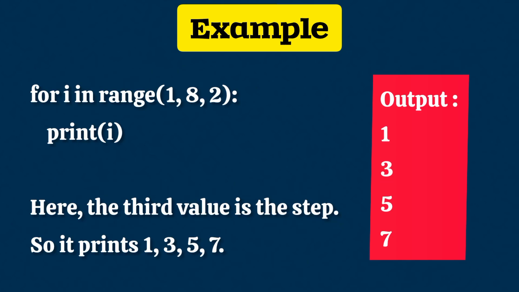Another example: for i in range(1, 8, 2): print(i). Here, the third value is the step. So it prints 1, 3, 5, 7.